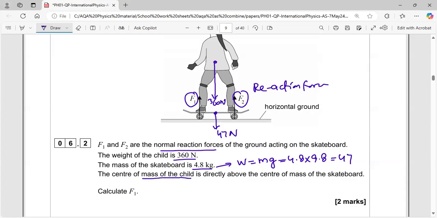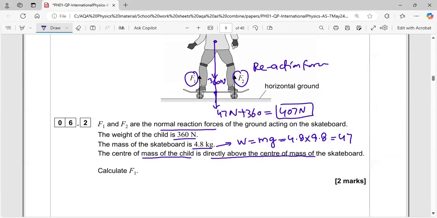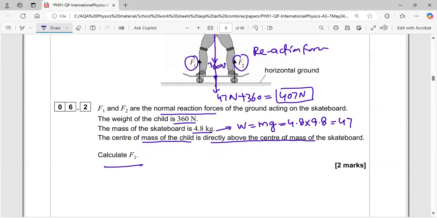The center of mass of the child is directly above the center of mass. It means that both of them are acting from the same point. So the total force acting downward is 407 Newton. Now they're asking you to calculate F1. This is a 2 marks question, but you have to see that there is no moment involved. No moment. Why? Because this is at rest.